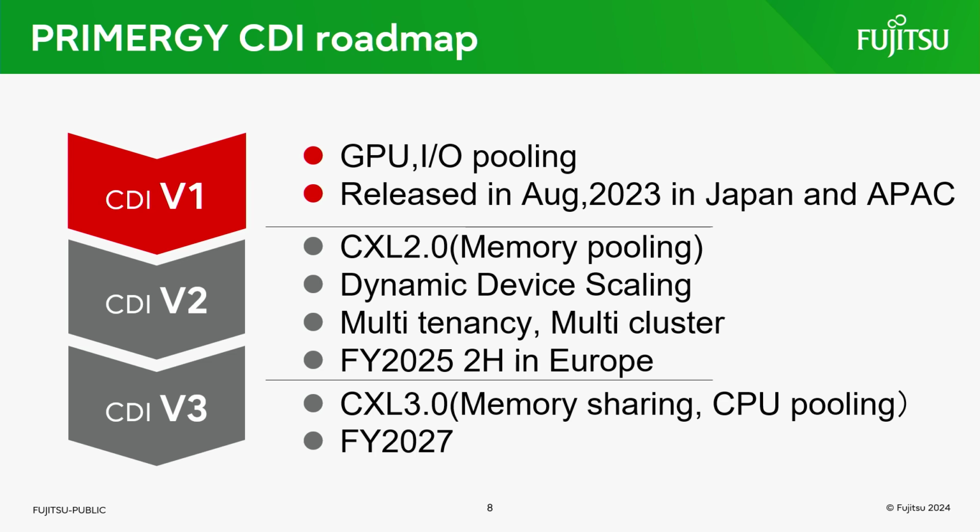Actually, we have released CDI V1 last year, and it provides GPU and I/O pooling. We plan to provide CDI V2 in 2025 in Europe. It provides CXL 2.0 memory pooling, dynamic device scaling, multi-tenancy, and multi-cluster. Finally, we will provide CDI V3 in 2027. It provides memory sharing and CPU pooling.